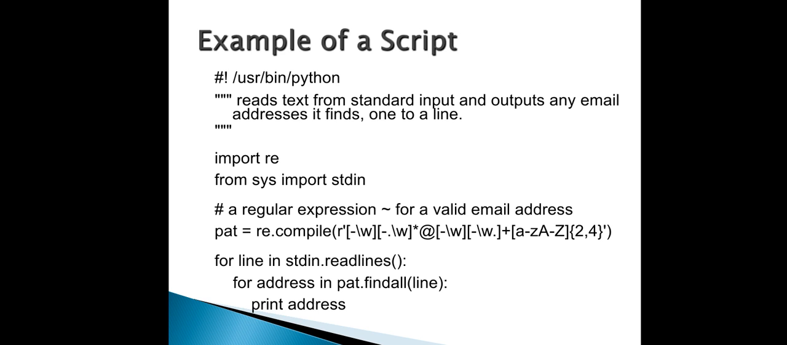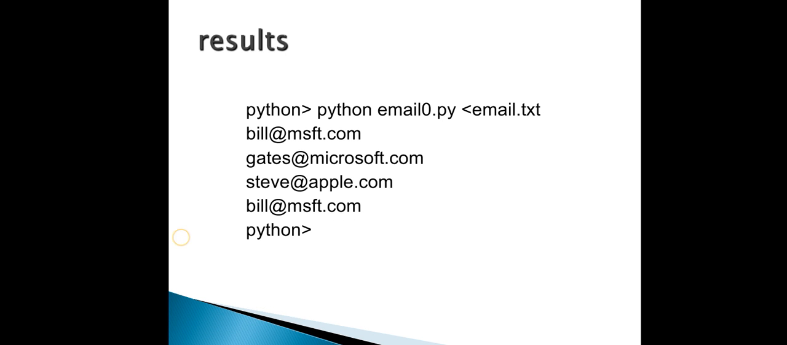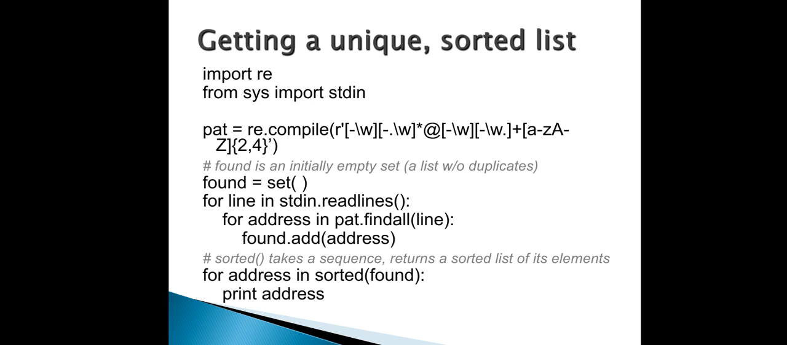Import re, we import re functions from sys. Import stdin, my dear friends. Std means standard library and in means input. Hash is usually for comment lines. A regular expression, that symbol is for a valid email address. So result is this. After that, getting a unique sorted list.